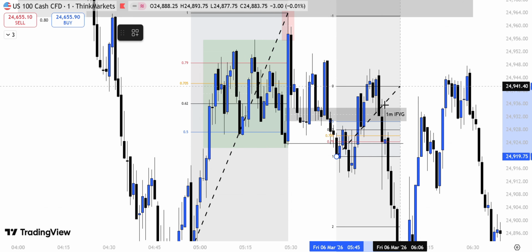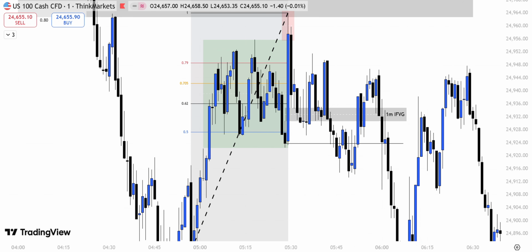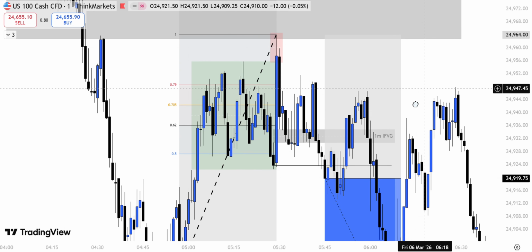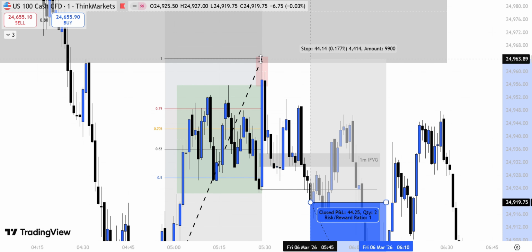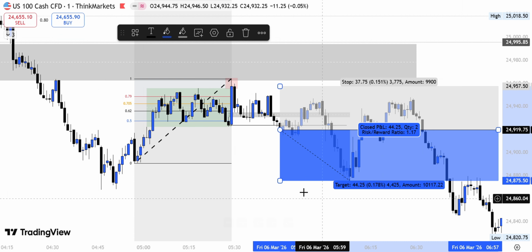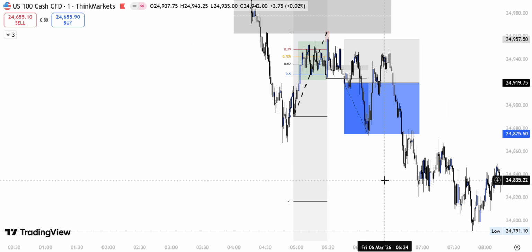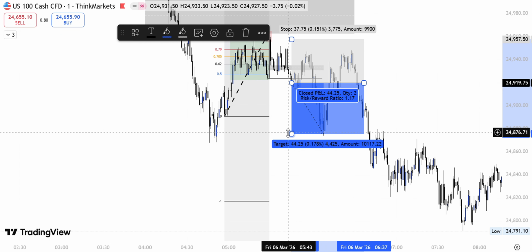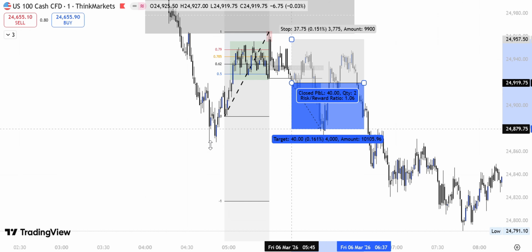So now let's see, where would we enter after this change? So right there, sorry, wrong tool. This one right here. Stops would be at the manipulation high, or could be the body. And where would your targets be? So I usually like to target liquidity points, right? Which in this case, the liquidity points would be these two, right?